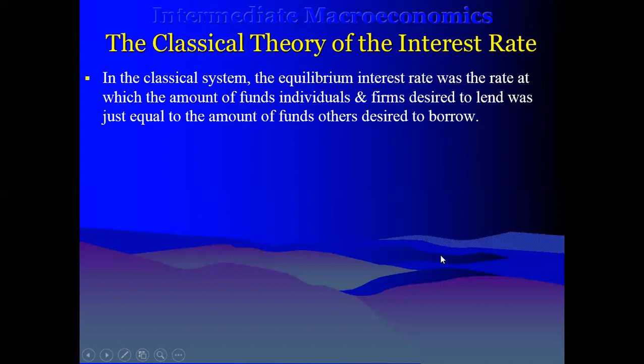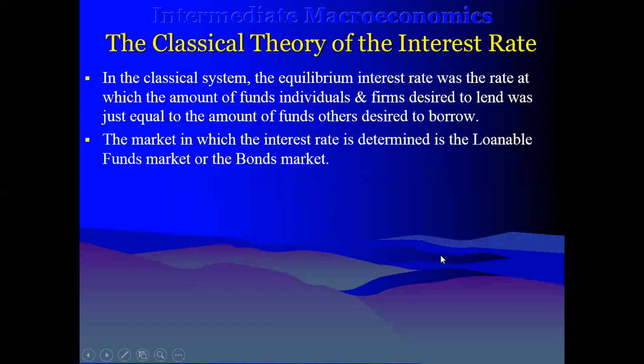Okay, good. The market where the interest rate is determined is called the loanable funds market or the bonds market. But for this level, let's just stick to the name loanable funds market. If you do money and banking, you'll be looking at the bonds market, but let's stay with the loanable funds market. Those who wish to lend will send their money to this market, and those who wish to borrow will also go to this market to get access to funds to do their investment.